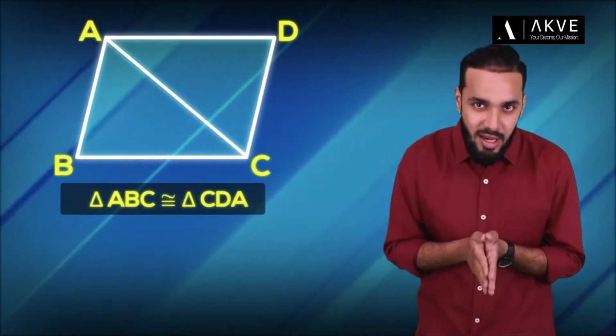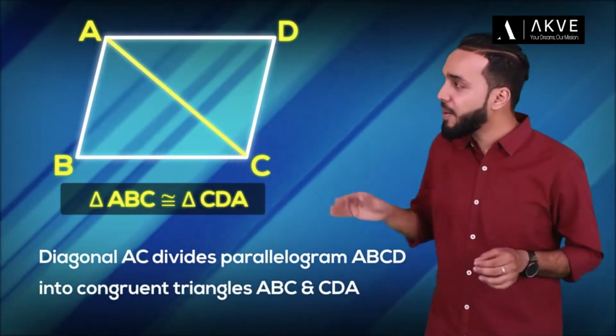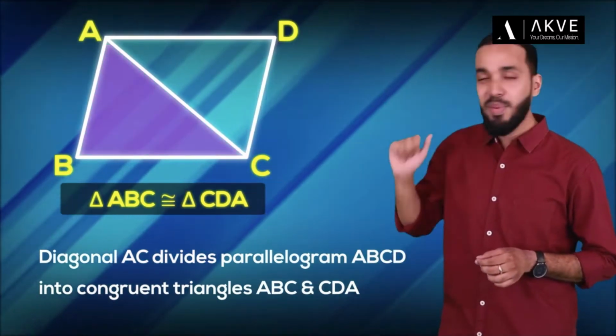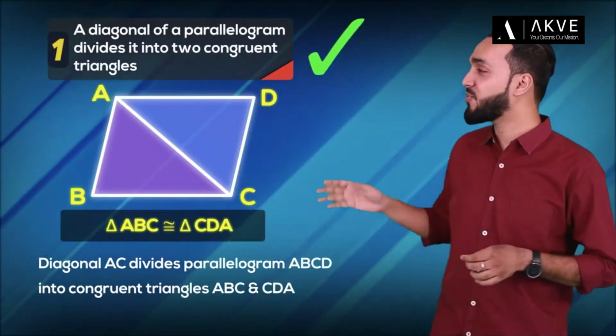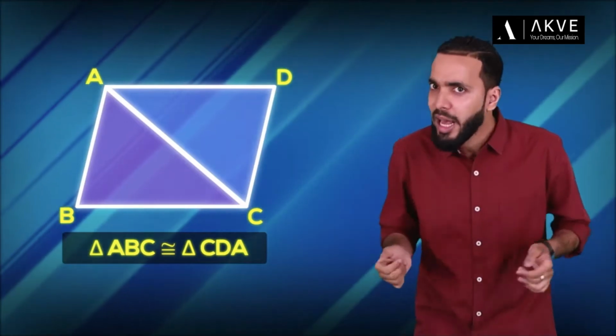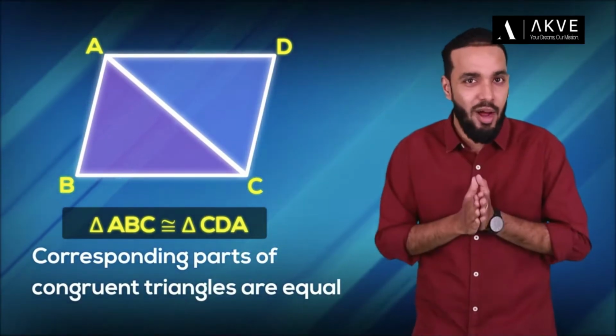Thus, it's easy to conclude that the diagonal AC divides the parallelogram ABCD into two congruent triangles ABC and CDA. See, we just proved the theorem. Talking about congruent triangles, what have we studied about them? That their corresponding parts are equal, right?